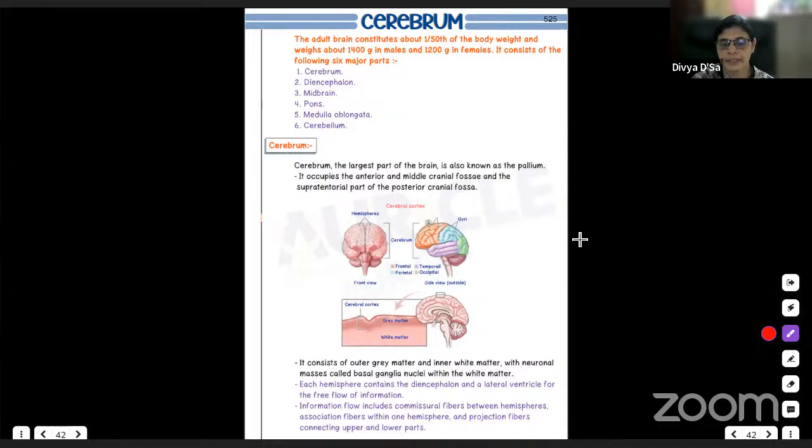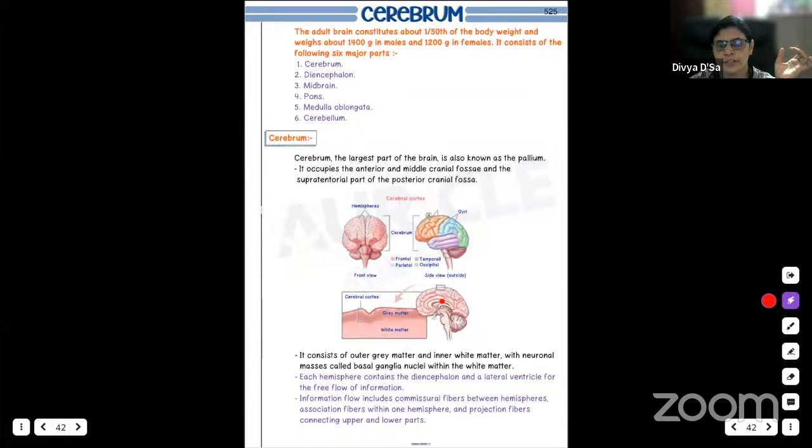Now, the information from one cerebral hemisphere to the other cerebral hemisphere. If you see here, in this portion we have the corpus callosum. Understand? This corpus callosum connects the two cerebral hemispheres so that the information from one is conveyed to the other, like from right to left, left to right. So they are the commissural fibers.